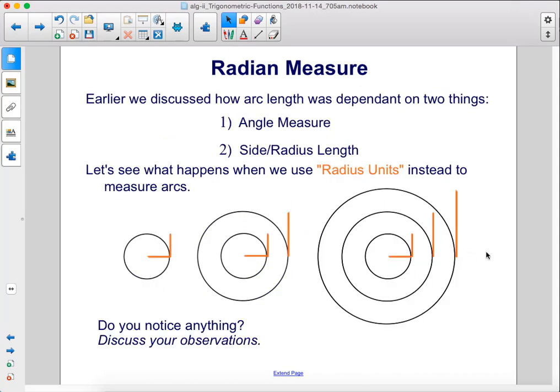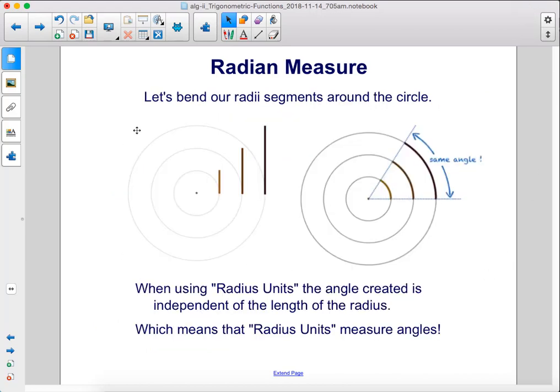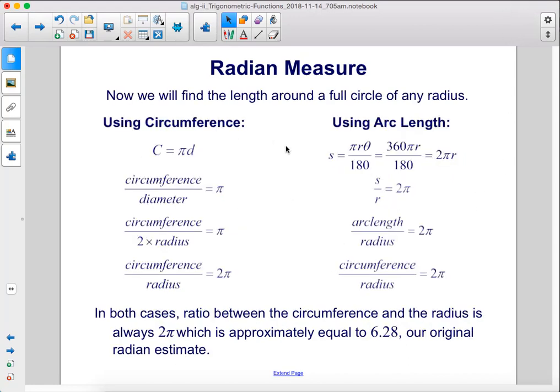Earlier, we discussed how arc length was dependent on 2 things, angle measure and radius length. Let's see what happens when we use radius units instead to measure arcs. Do you notice anything? Discuss your observations. Let's bend our radii segments around the circle so that they look like this. When using radius units, the angle created is independent of the length of the radius, which means that radius units measure angles. Now we will find the length around a full circle of any radius.